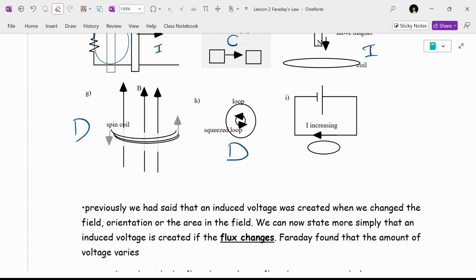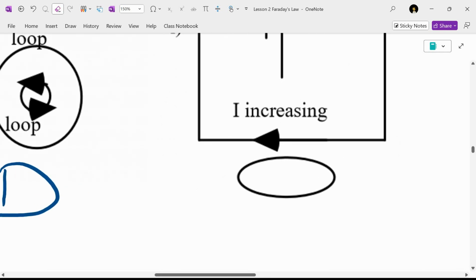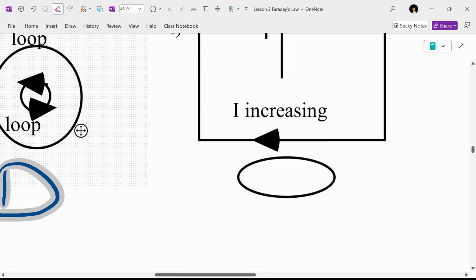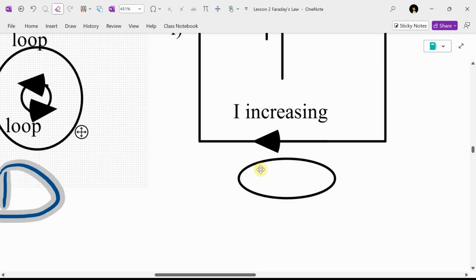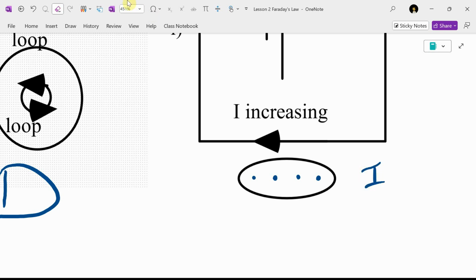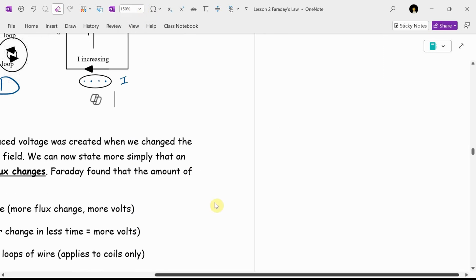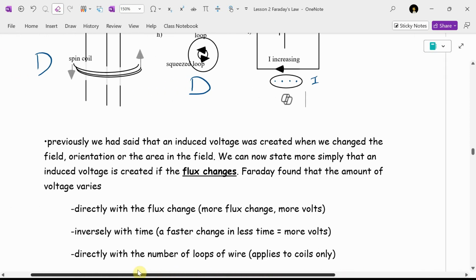I is a bit tricky. First of all, it's saying that the current in the wire is increasing. So as this increases, if I use my right-hand rule for current carrying wire, I can tell you that the magnetic field here is coming out of the page. As we increase the current in this wire, what do you think happens to the strength of the magnetic field? Increases. What happens to the flux? So flux is the number of magnetic field lines passing through a given area.